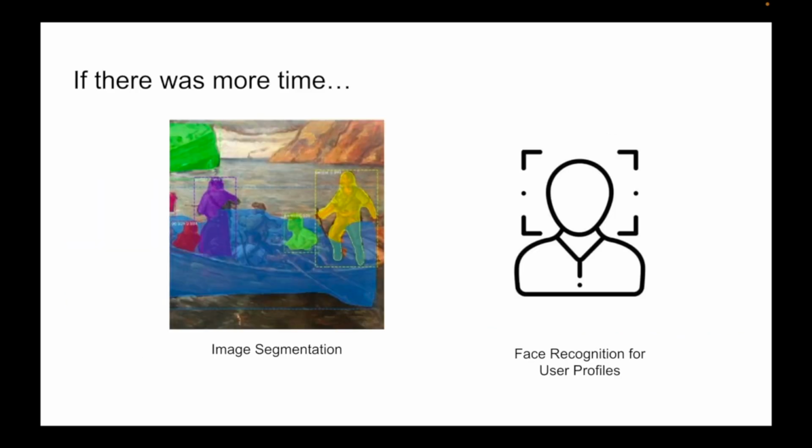If we had more time, we would add image segmentation so that a user could point at a specific object instead of just XY coordinates to leave their comments. And also add face recognition so that a user could have a user profile where they could see all of the artworks that they looked at, as well as the comments that they left on the artworks.